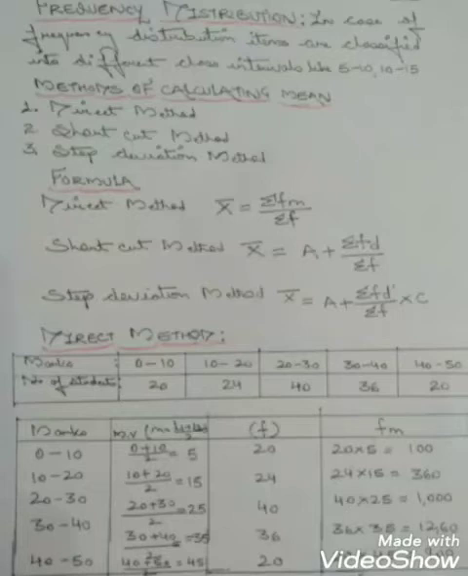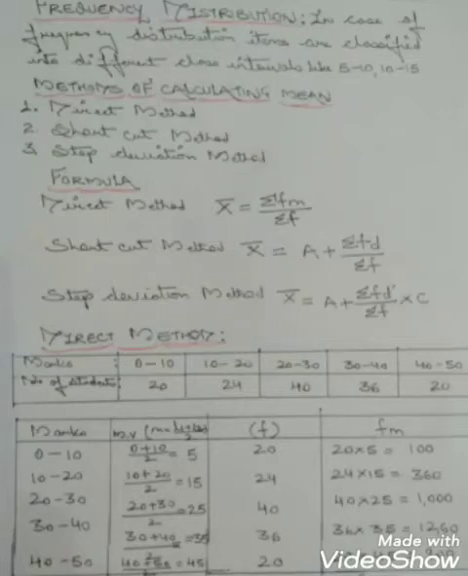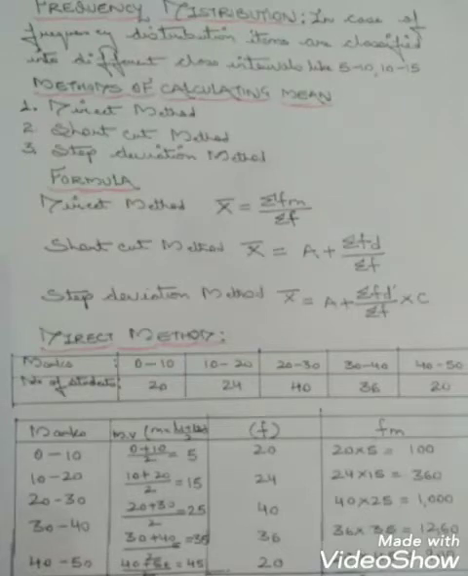Similarly, 10 plus 20 divided by 2 comes to 15. Then 20 plus 30 divided by 2 comes to 25. Then 30 plus 40 divided by 2 comes to 35. And 40 plus 50, if you divide by 2, comes to 45. Frequency I have written as it has been given: 20, 24, 40, 36 and 20. I have added all the frequencies together, and that comes to sigma f, that is 140.